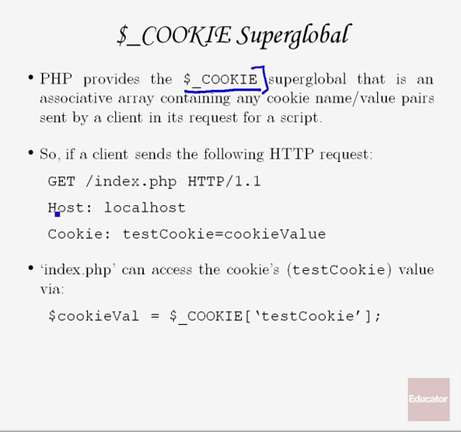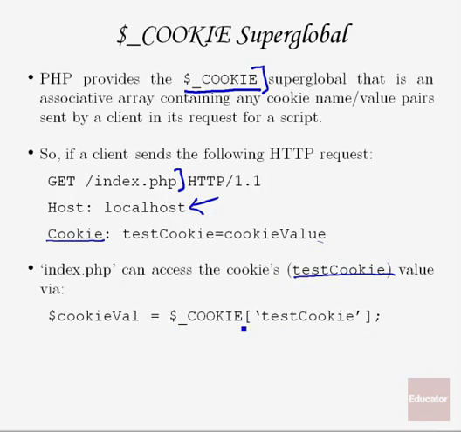So, for example, if a client were to request index.php at localhost, and it were to send the cookie header, it's sending a cookie named test cookie, with its value equal to cookie value, which means that this cookie was previously set for localhost for this particular client, so it has it stored, and it's sending it back to the server when it's requesting index.php. Well, this index.php page can access this cookie, test cookie. It can access the value that it was set to using the cookie superglobal.